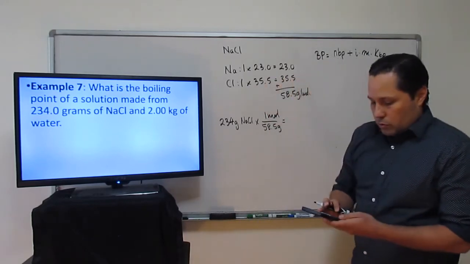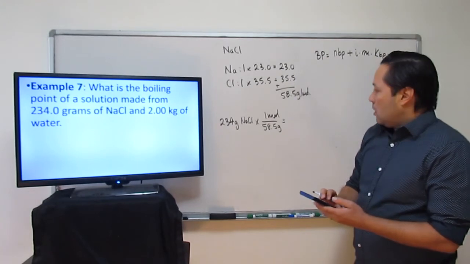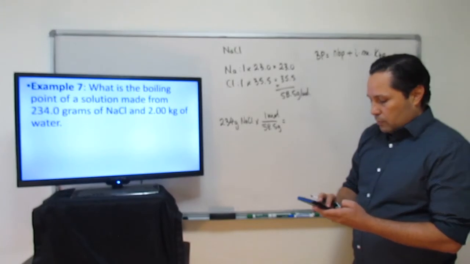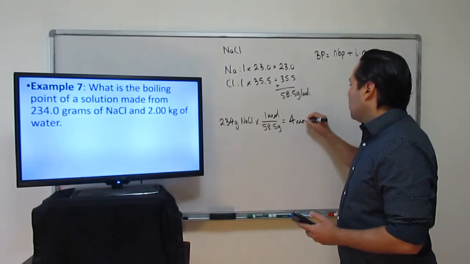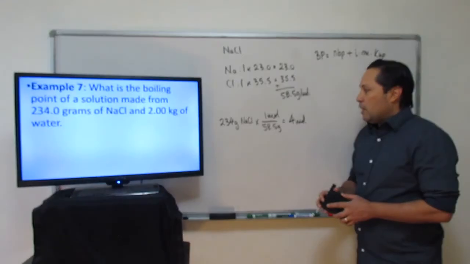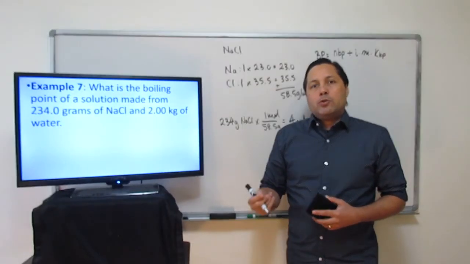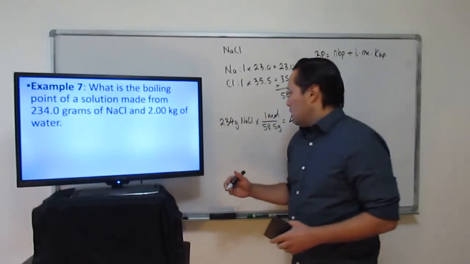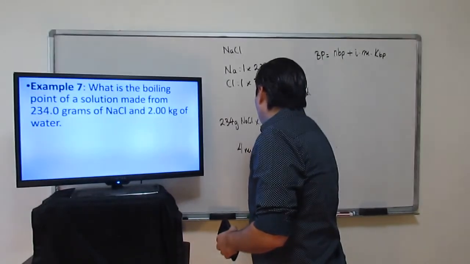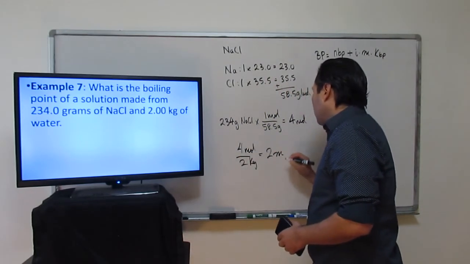So 234 divided by 58.5 gives us 4 moles. Alright, so now we got the moles. Notice we also got the kilograms of the solvent. So all we got to do to solve for molality is divide the moles over the kilograms of solvent. So it will look like this. 4 moles over 2 kilograms is going to give us 2 molal.